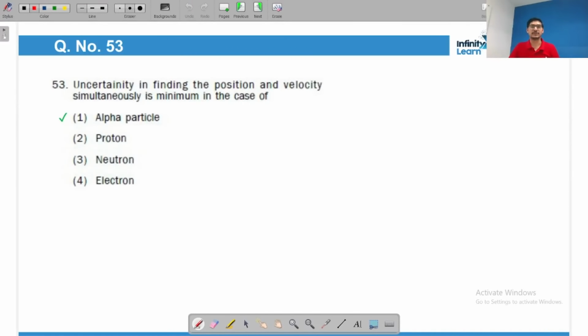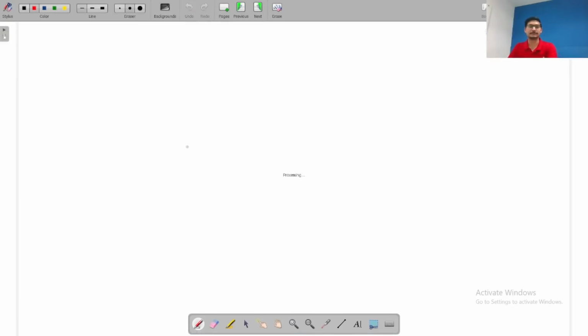Uncertainty in finding position and velocity. So as per the Heisenberg uncertainty principle, delta x into delta v is greater than or equal to h upon 4 pi m, right? So alpha particle, proton, neutron and electron. The heaviest particle is alpha particle, mass is maximum. So the product of uncertainties in position and velocity, this will be minimum. So alpha particle is the correct answer.